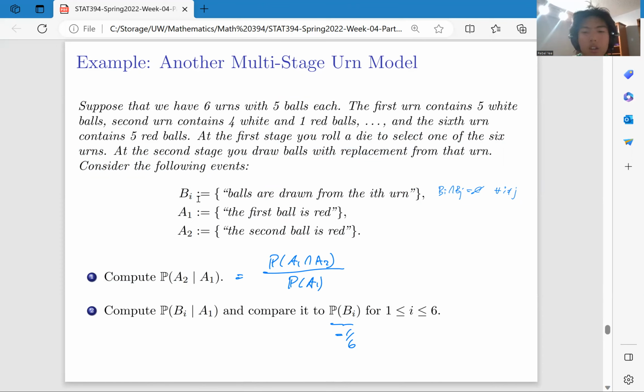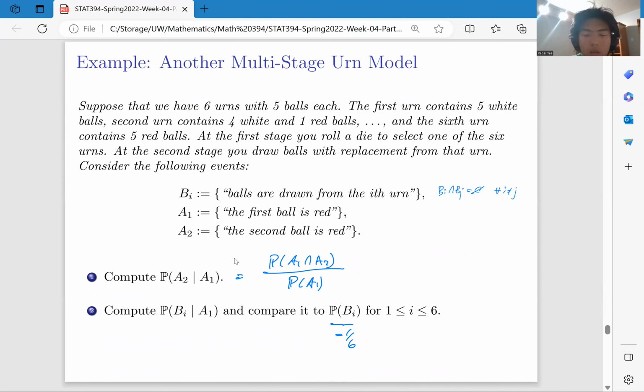So B_i is the event that the bowls are drawn from the ith urn, A1 is the event that the first bowl is red, and A2 is the event that the second bowl is red. So there are 2 questions we ask. The first one is how to compute the probability of A2 given A1. So first we want to calculate the probability of A1.